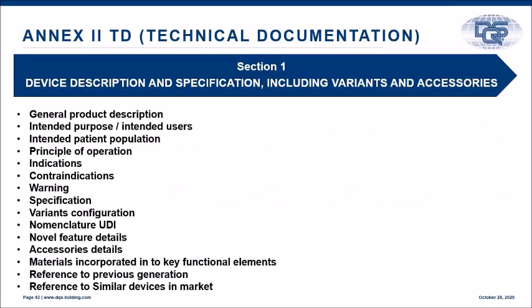So section 1, what is it you need to provide in terms of device description and those details? First thing, general product description, intended use, intended users, intended purpose, patient population, principle of operation, all these details need to be there. When you are providing the general product description, you need to provide your GMDN or the UMDNS. Along with that, it is a requirement which is to be provided along with the device description.